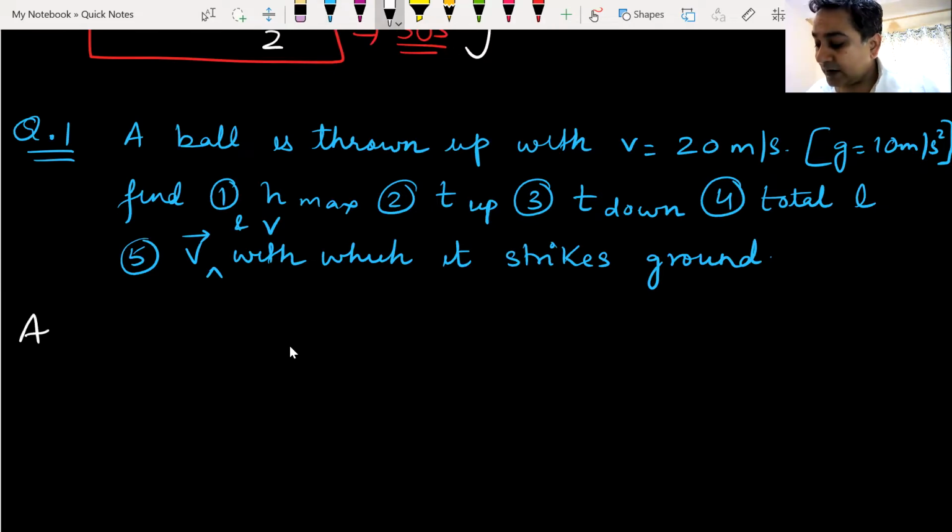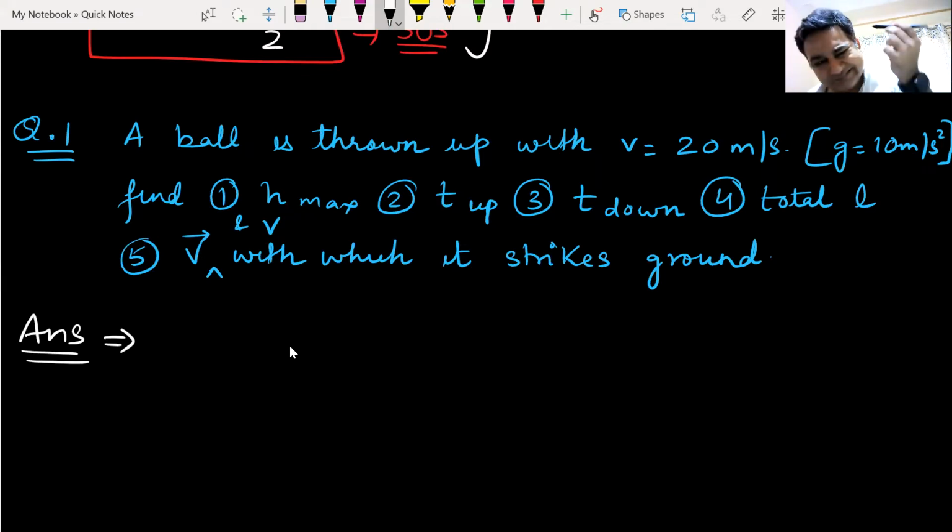So I hope my writing is good enough for you to read it. I have a ball. This is not a ball. I have a ball, throwing it up with a velocity of 20 meters per second. G has to be taken as 10 meters per second square. It will go up and reach a maximum height. At this point, the velocity becomes 0 for 1 instant. Then it goes down.